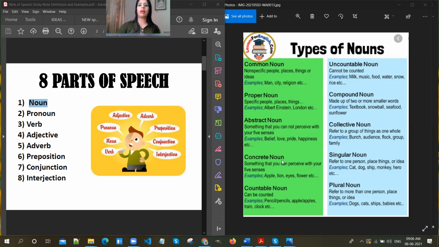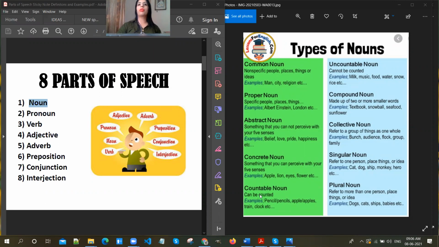Next is concrete noun, something that you can perceive with your 5 senses, जिनको आप देख सकते हो, जिनको आप touch कर सकते हो, feel कर सकते हो. For example, you can eat an apple. So apple is a concrete noun. Then it's lion, then it's eyes, then flower, right?